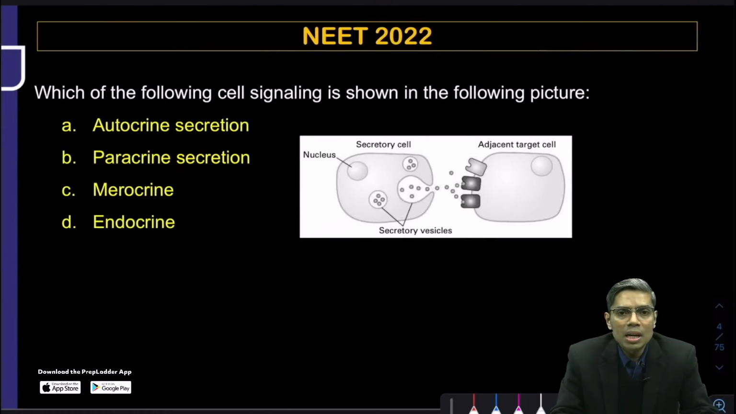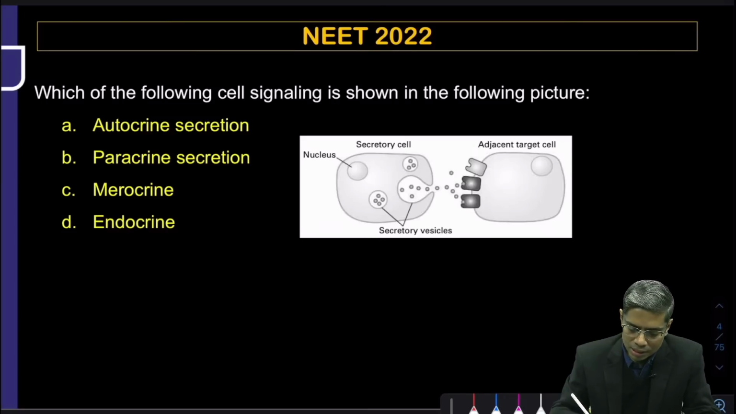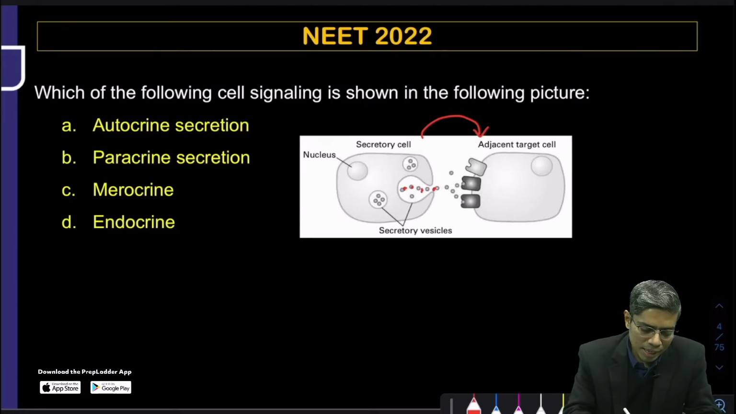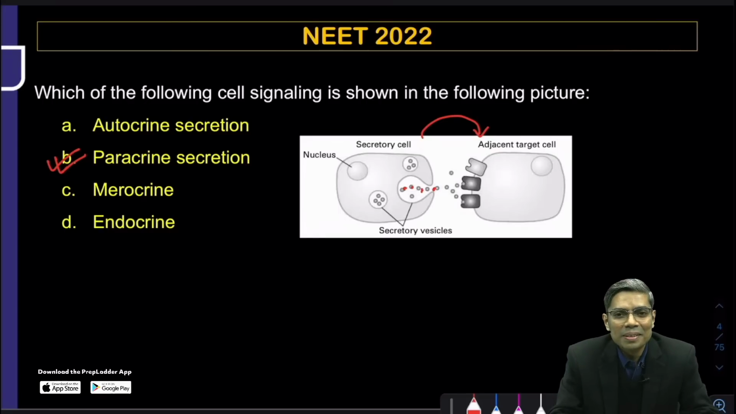I think all of you know the answer. Here you can see that 2 cells have been shown and one of the cells is secreting a certain product, and that product is acting on the nearby, adjacent cell. So obviously this kind of signaling is known as paracrine signaling. All of you are giving good answers, and obviously this is the correct answer, paracrine signaling.